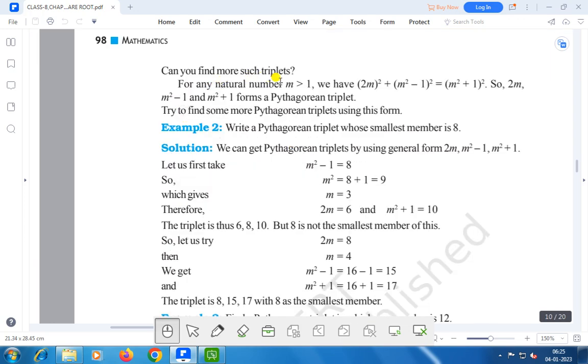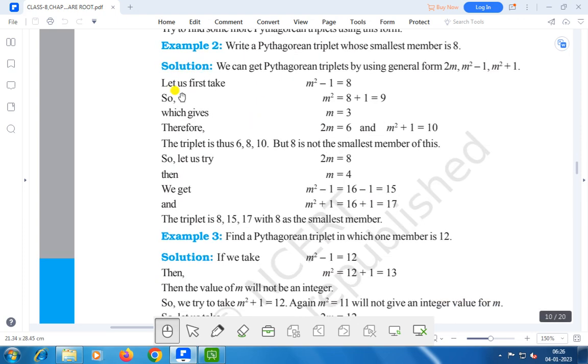Can you find more such triplets? For any natural number m greater than 1, we have 2m whole square plus m square minus 1 whole square is equal to m square plus 1 whole square. So 2m, m square minus 1 and m square plus 1 form a Pythagorean triplet for any natural number m greater than 1. Try to find some more Pythagorean triplets using this form.